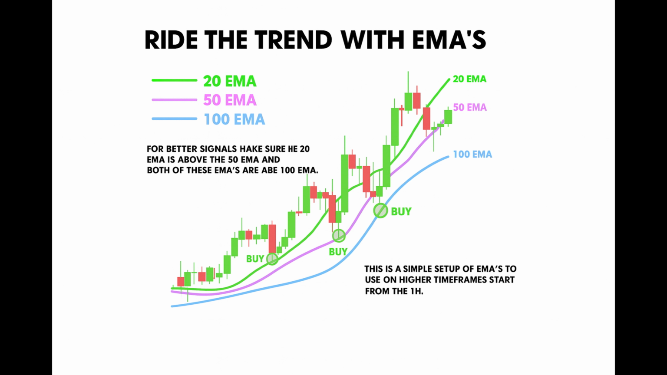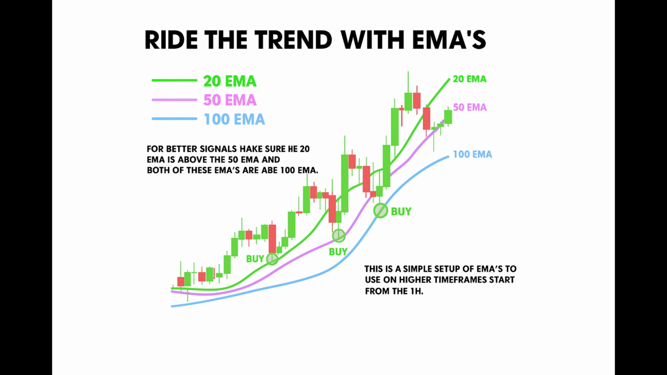This chart demonstrates how to ride the trend using three important exponential moving averages: the 20 EMA, the 50 EMA, and the 100 EMA. The green line represents the 20 EMA. The pink line is the 50 EMA, and the blue line is the 100 EMA. The strategy is simple. Look for buy signals only when all EMAs are aligned in the correct bullish order. This means the 20 EMA should be above the 50 EMA, and both of them should be above the 100 EMA. When this alignment happens, it confirms that the market is in a strong uptrend.